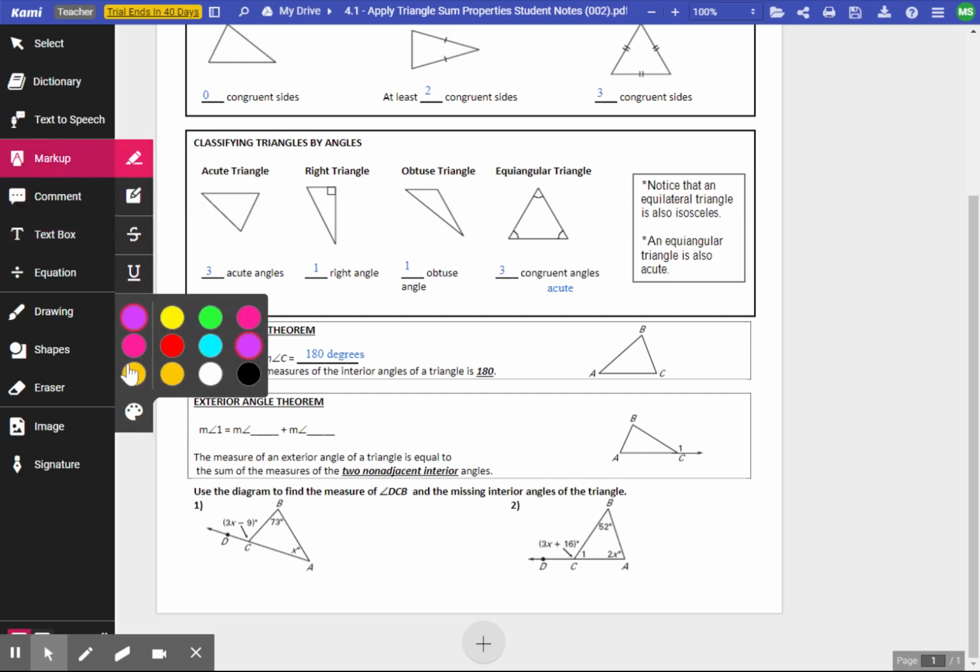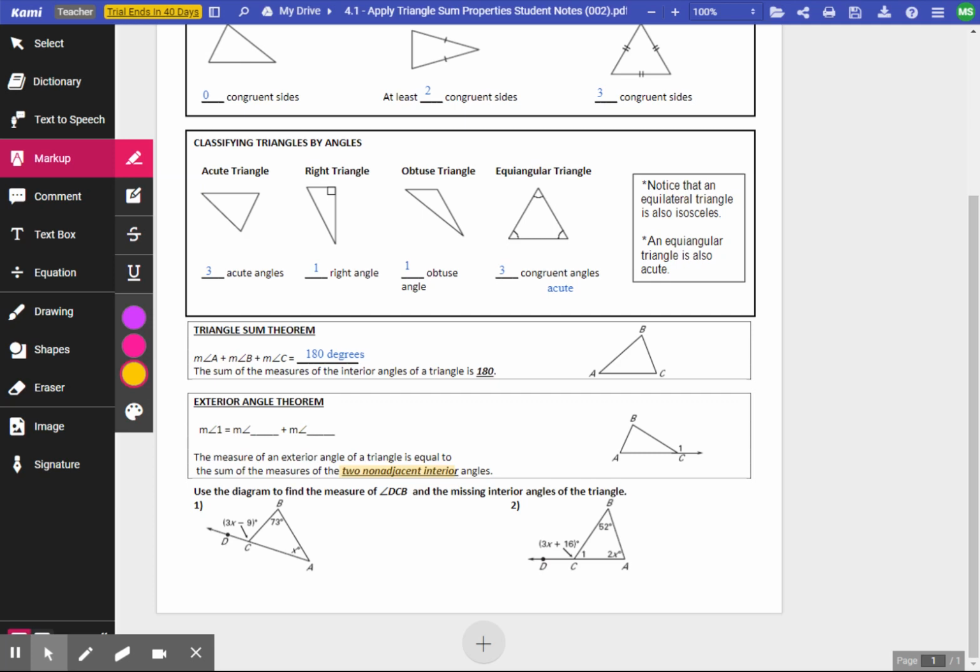Angles A and B are two non-adjacent interior angles. Non-adjacent means that they don't share a vertex or any sides. So you can see between angle 1 with A and B, they definitely don't share a vertex, and they don't really share sides from that vertex. A and B are the interior angles, whereas angle 1 is the exterior angle.